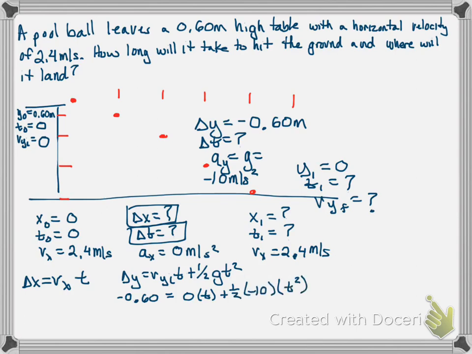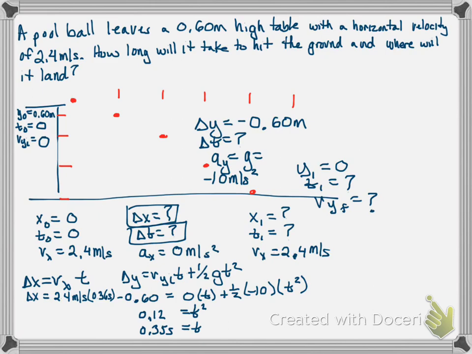0 times anything is 0, so I get t squared by itself, and then take the square root. Once I know the delta t, then I can go back and put it in the horizontal equation in order to figure out how far it travels.